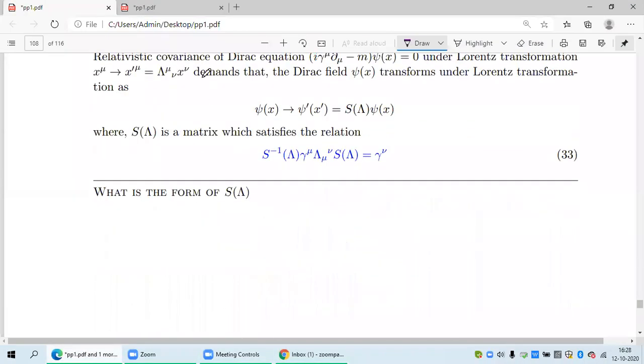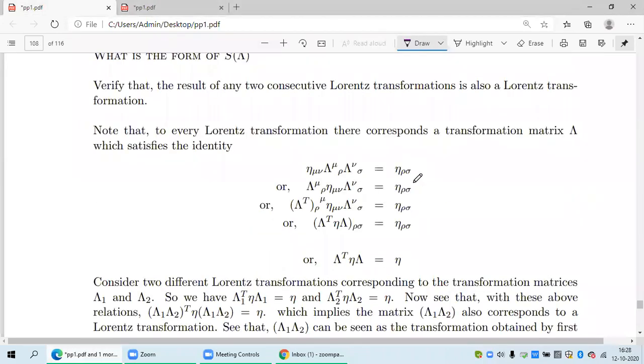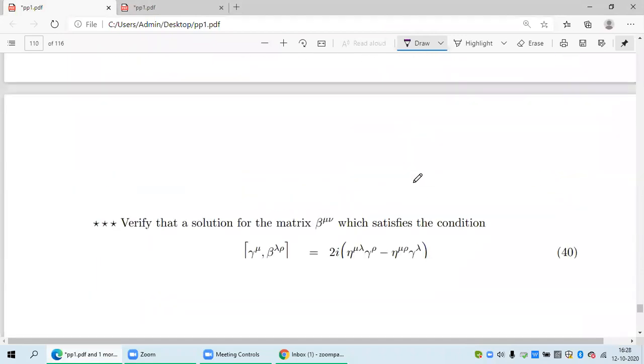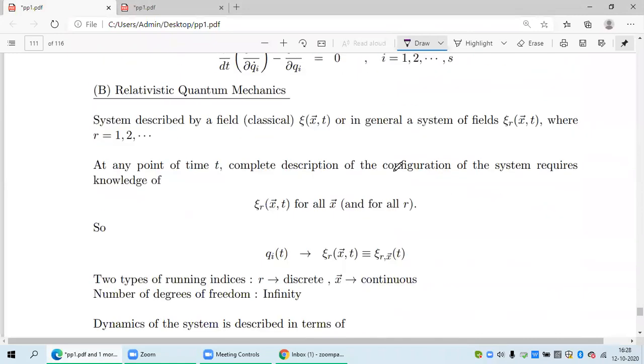Cannot see your screen. Hello, can't see your screen. Okay, just a minute. Sorry. Can you see now? Yes, sir. Okay. Sorry.